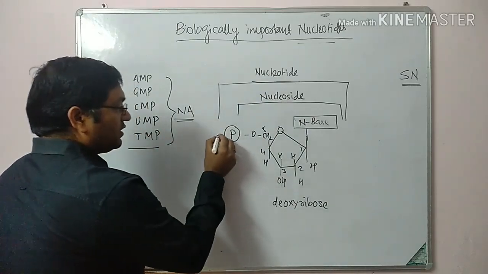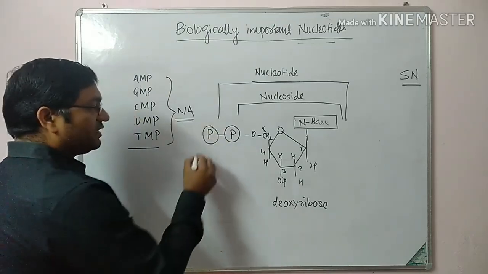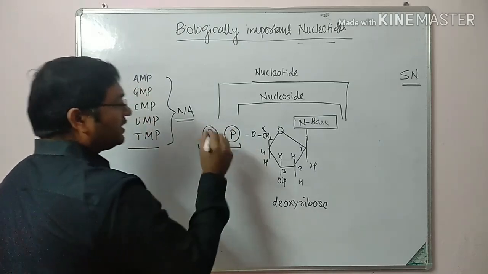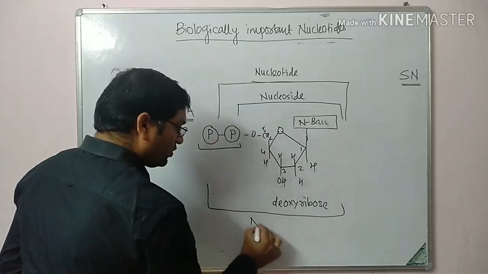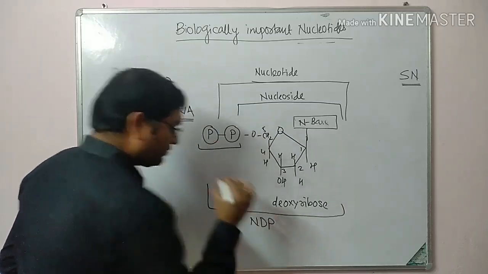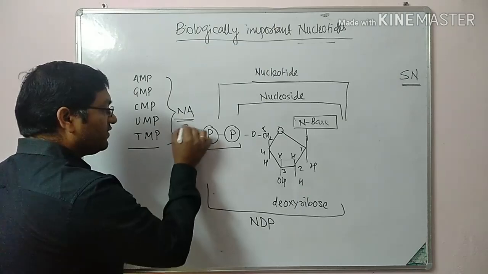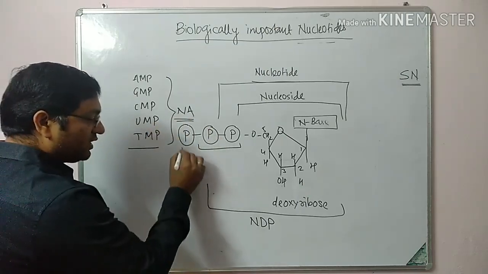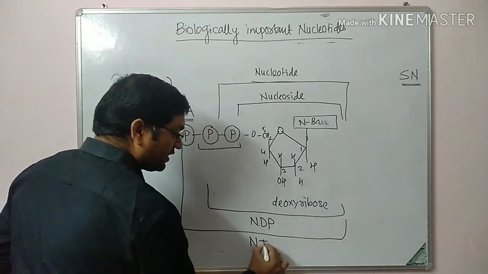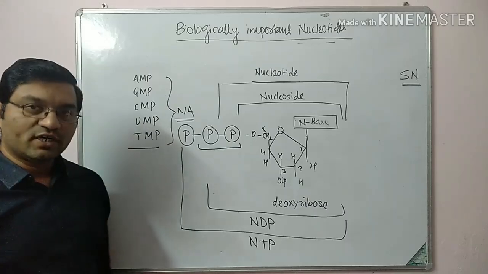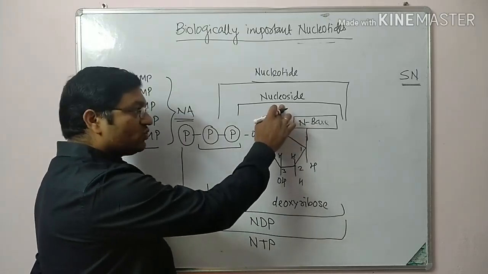When it is again esterified with phosphate, when there are two phosphate groups, this structure is known as nucleoside diphosphate. And when it is esterified with three phosphate groups, it is known as nucleoside triphosphate. Got it? Sugar plus nitrogen base is known as nucleoside.